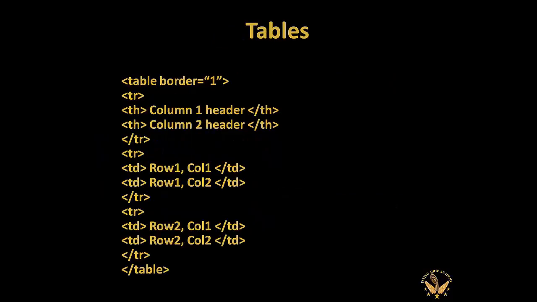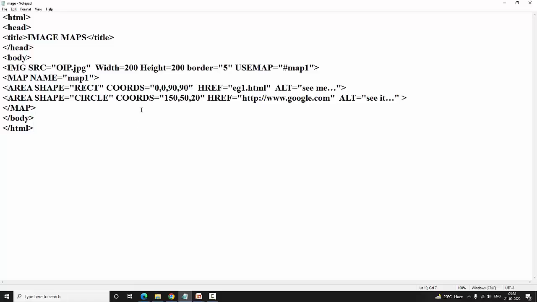Next, you are going to create a table with border equal to 1, with column 1 and column 2 as table headers. Here, after the image map, I am going to create a table followed by a border. I am going to give the border a size of 2, and I have specified the border size as 2.